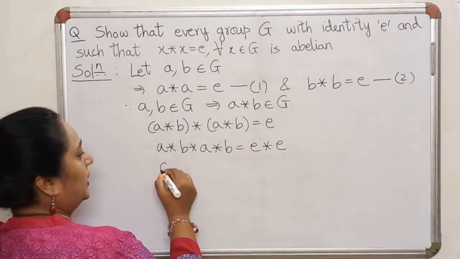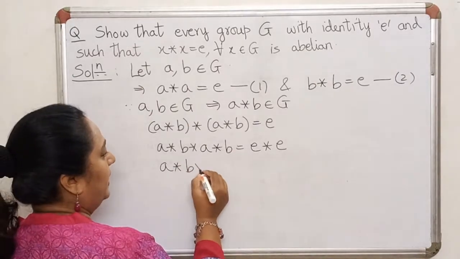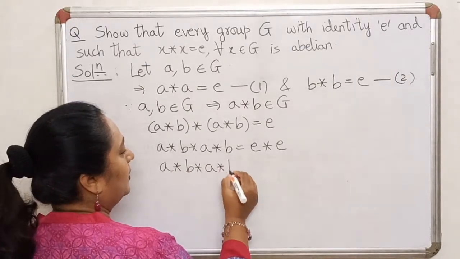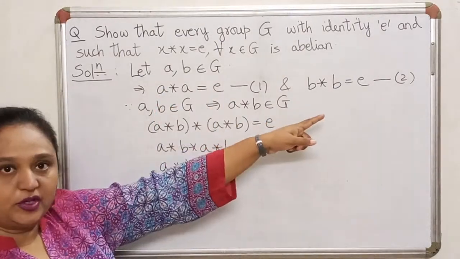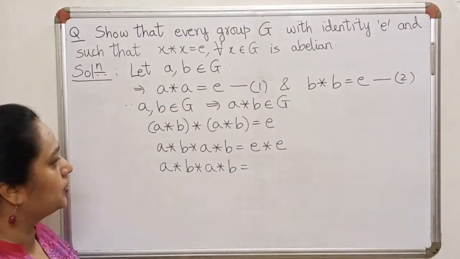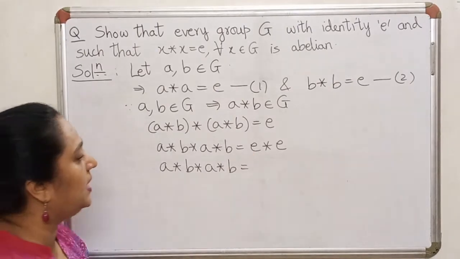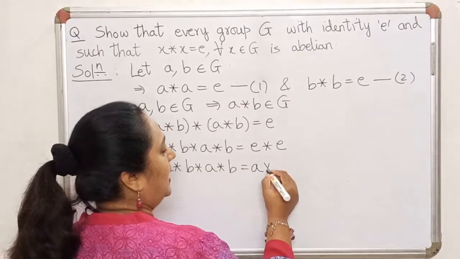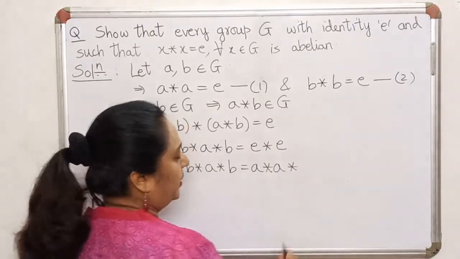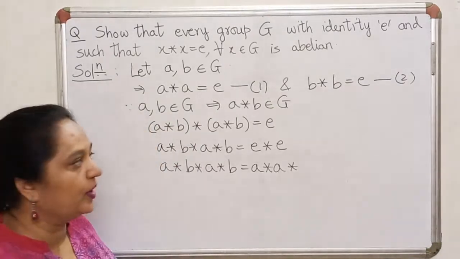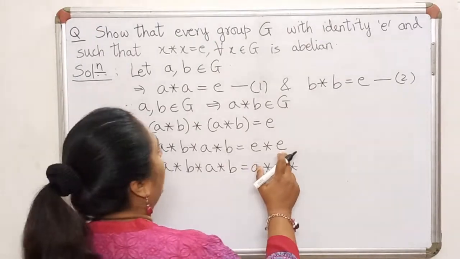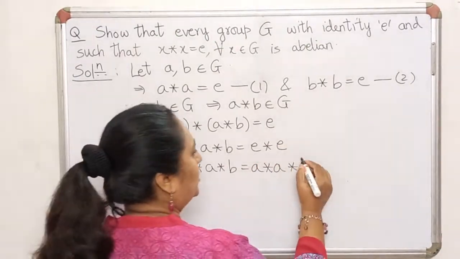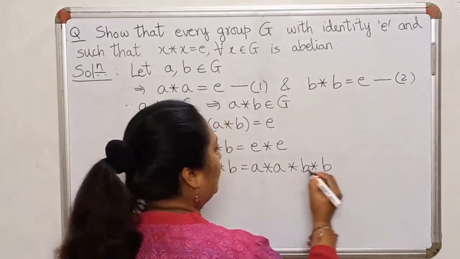Now it's a matter of a clever substitution on the right hand side. For the first E, I will use equation 1, and for the second E, I will use equation 2. So in place of this E, I am going to write A star A. I should actually be putting the brackets, but as I told you, because it's associative, ultimately you can get rid of the brackets. And for this E, I will use equation 2. So I'll get B star B.